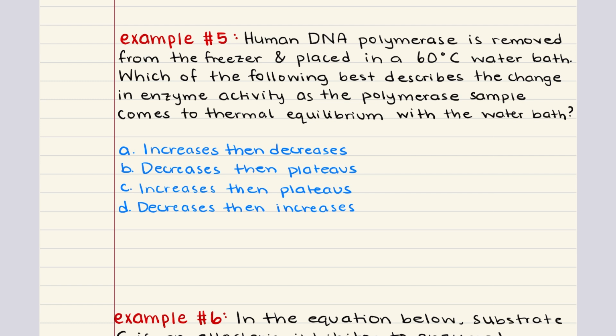So, as the polymerase reaches that high temperature, it starts to lose its structure and function, and its activity decreases sharply. So the correct answer here is choice A. The activity increases at first, then it decreases as the enzyme denatures at the elevated temperature.